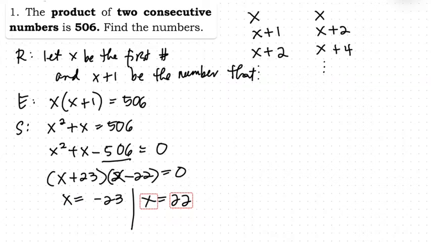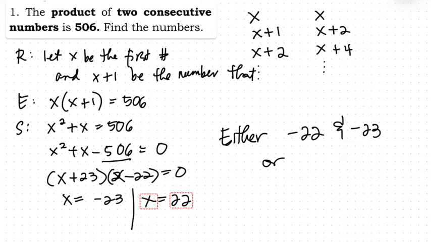So, ano ibig sabihin nito mga anak? Dalawa po ang possible pairs natin. It's either, alin dito? Either negative 22 and negative 23 or positive 22 and positive 23.